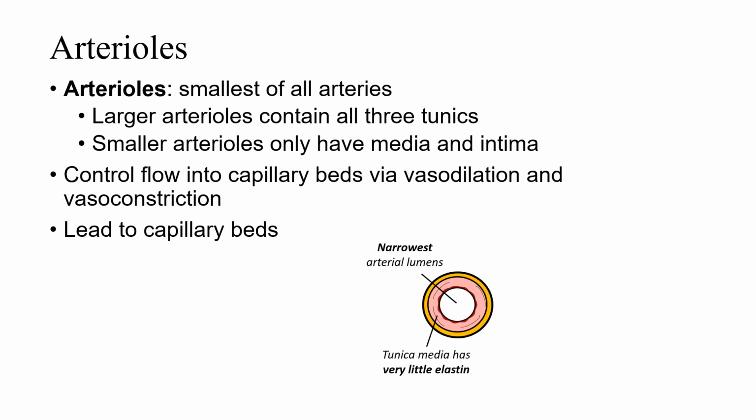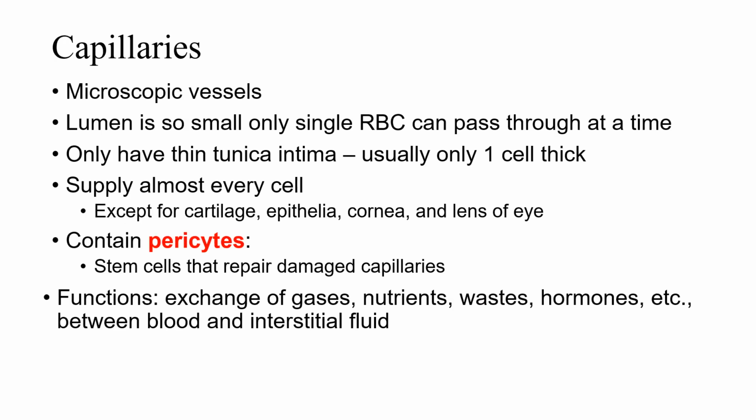So it has the narrowest of the lumens. It has very little elastin and a very thin tunica externa. And in fact, the smaller arterioles are going to lack it entirely. So moving on to the capillaries. Capillaries are actually microscopic. The lumen is so narrow that a single red blood cell can pass through at a time. And because of this, it's only going to need really that tunica intima, and usually that layer is only going to be one cell thick.